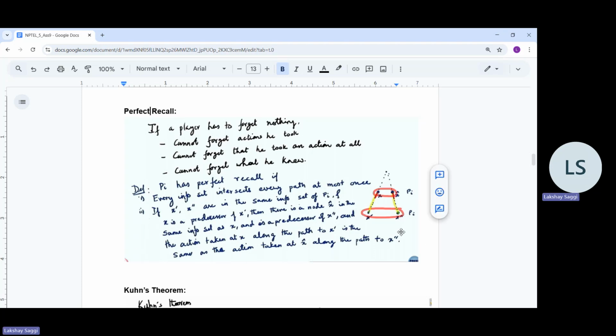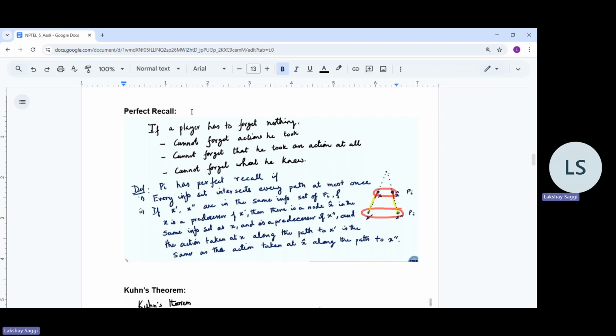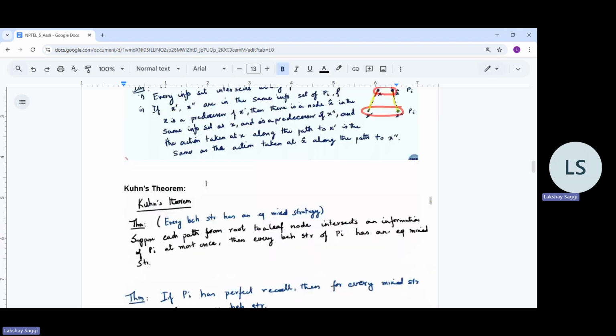Okay, so this is a bunch of terminology. You don't see what's the use of this. Why are we defining all of this? Actually, this kind of a definition of perfect recall is useful because of Kuhn's theorem. So we're just coming to this.